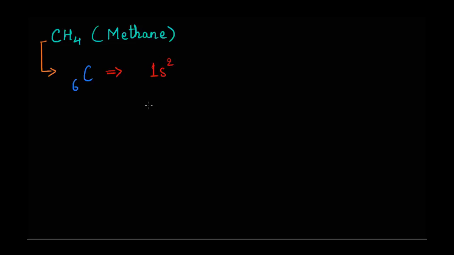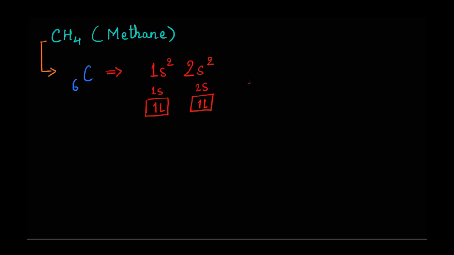Let me also draw the orbital diagrams. This is my 1s orbital, and I have two electrons with opposite spin, so this is 1s2. The next two electrons will go into the 2s orbital, again two electrons with opposite spin, paired. So these two orbitals have two electrons each, and they are both paired.